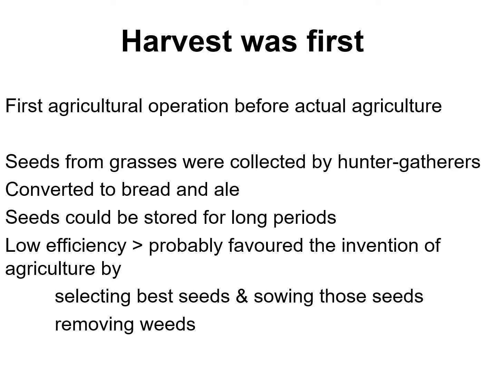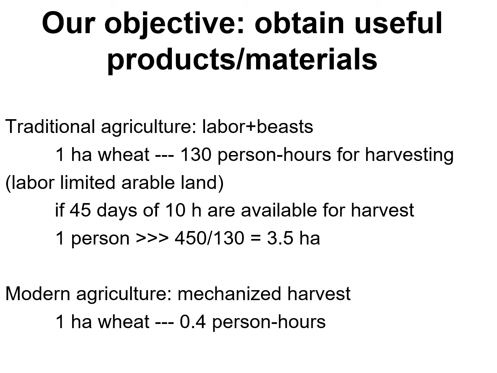However, this activity had a very low efficiency, so it probably inspired the invention of agriculture by selecting the best seeds and sowing those seeds every year, and also removing weeds that would compete with the crop. Harvest is the final operation in the agricultural calendar, and our objective by harvesting is to obtain the useful products or materials.